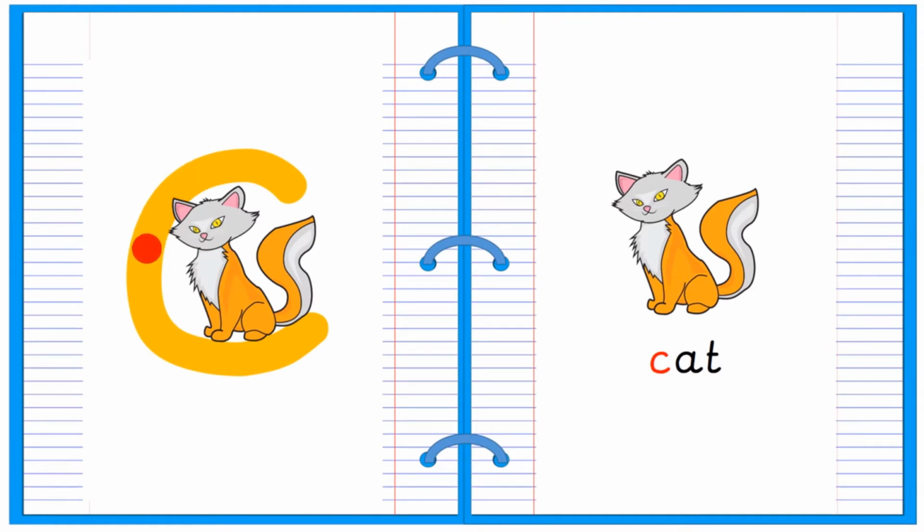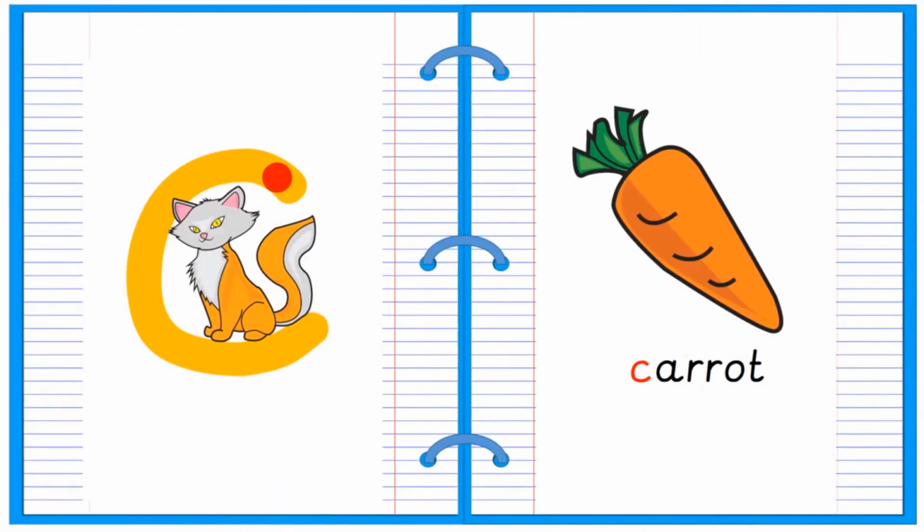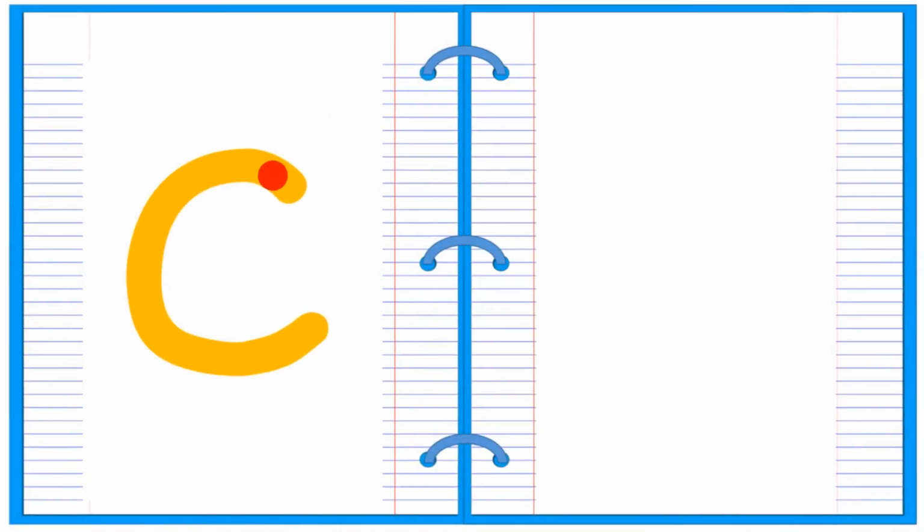Curl around the cozy cat and stop. Cat. Curl around the cozy cat and stop. Car. Curl around the cozy cat and stop. Carrot. Curl around and stop.